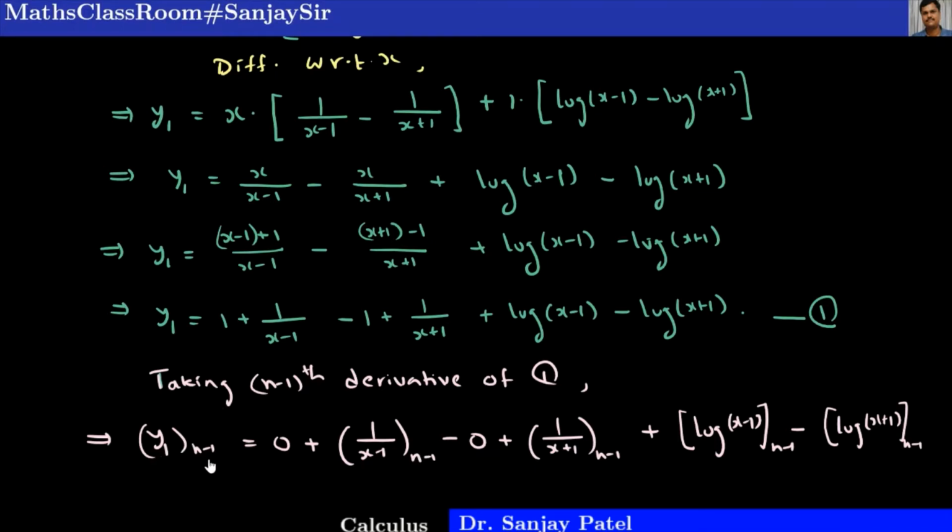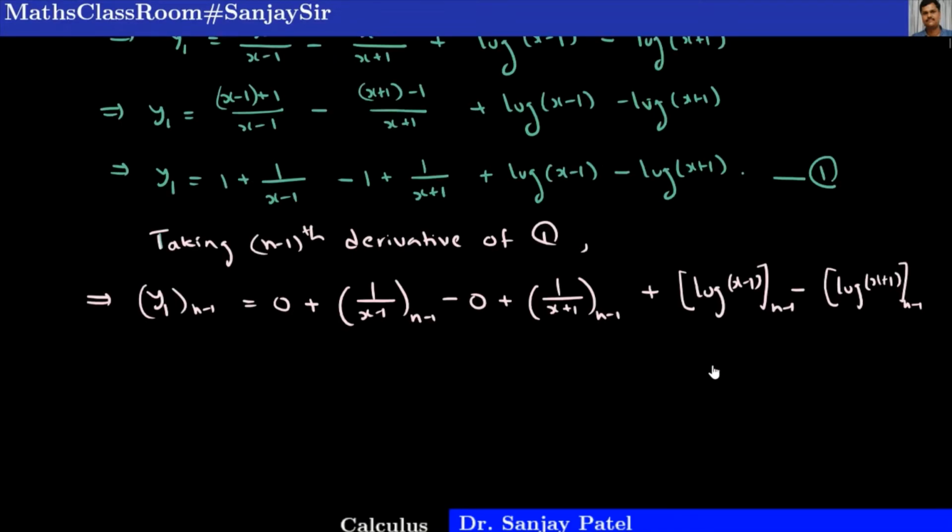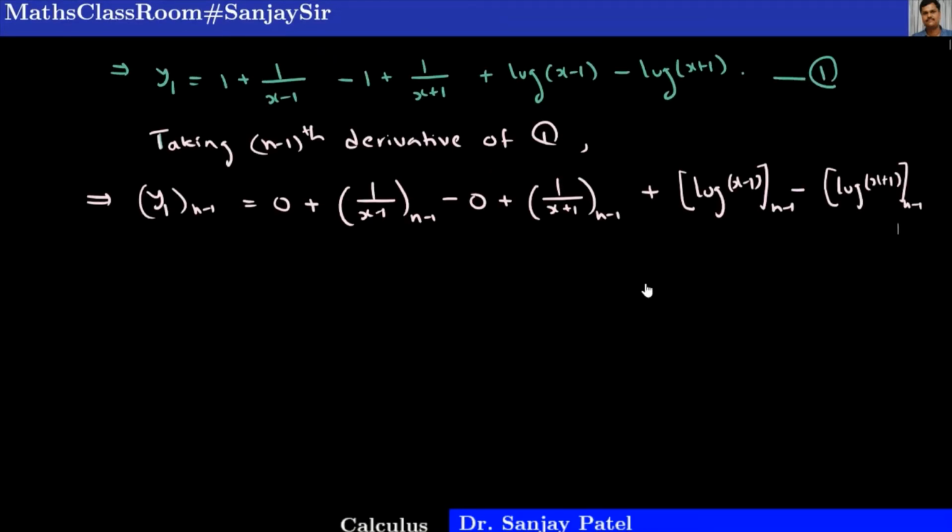y1's n minus 1th derivative will be yn, so there is no problem here. And to write this n minus 1 derivatives of 1 upon ax plus b, and this is the n minus 1th derivative of log of ax plus b. And we have derived the formula for both the functions. So let me just mention that formula.